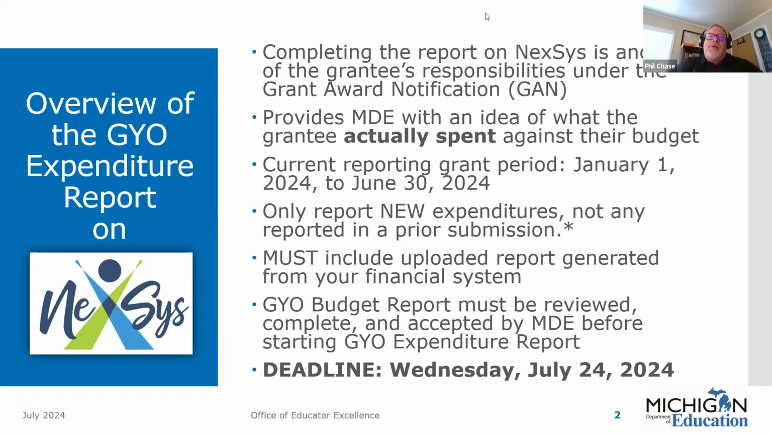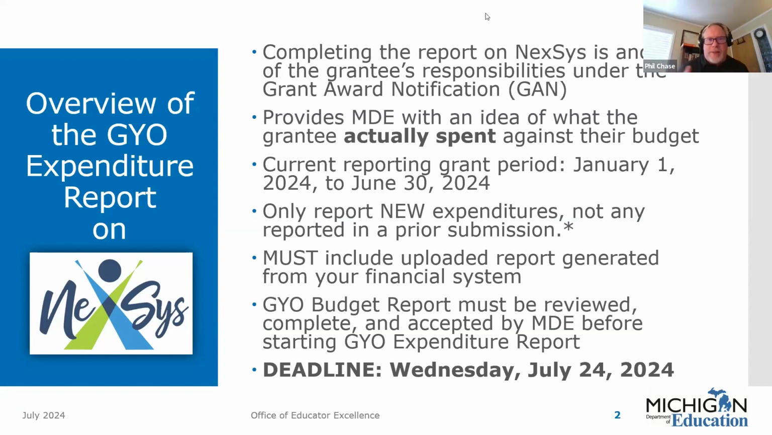And just as a note, if you didn't see this in the first video or in the GYO budget report video, it's very important: your amendments to the GYO budget report must be reviewed, completed, and accepted by MDE before you start the GYO expenditure report. In fact, the GYO expenditure report won't even appear in your My Opportunities list on Nexus until your budget report has been accepted. And some of you watching this video who didn't see the GYO budget report video or missed our email about that may be saying, well, we don't have amendments to make on our budget report.